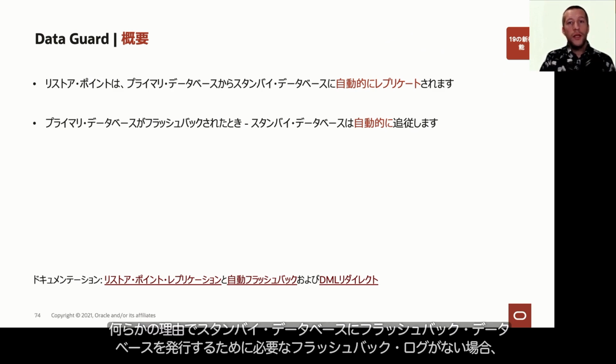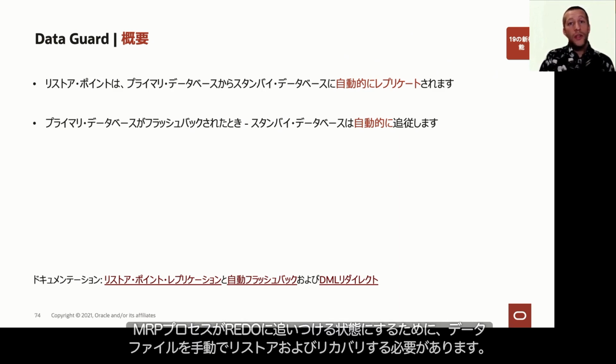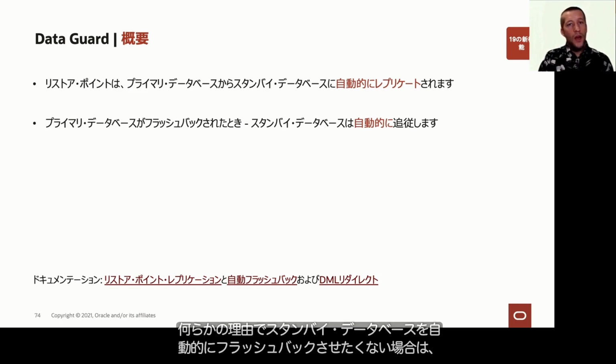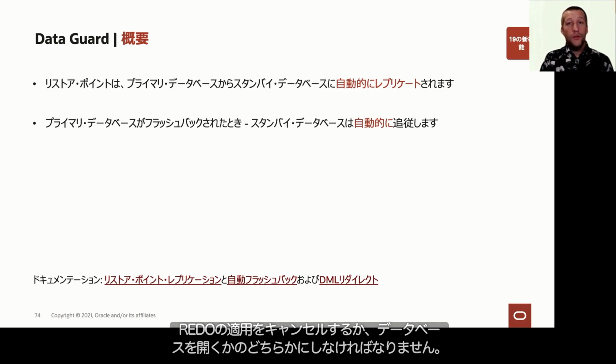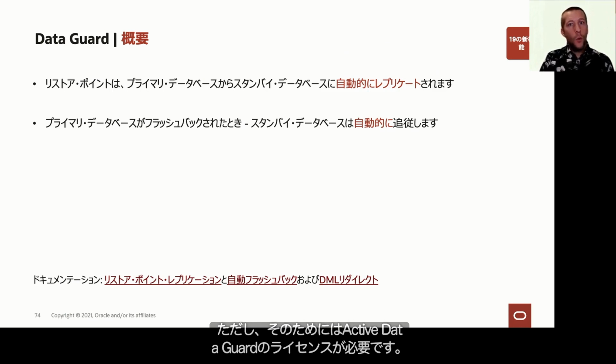If for some reason your standby database doesn't have the required flashback logs to issue the flashback database, you would then need to manually restore and recover the data files to bring it to a state where the MRP process can catch up with the redo. If you don't want the standby database to automatically flash back, you either have to cancel redo apply or open the database, but that requires a license for Active Data Guard.